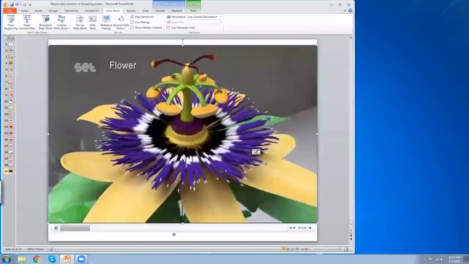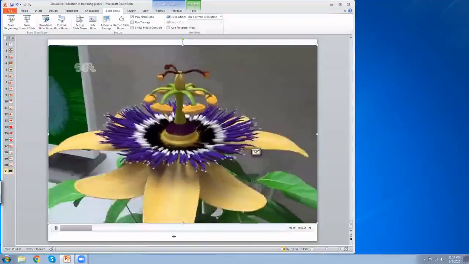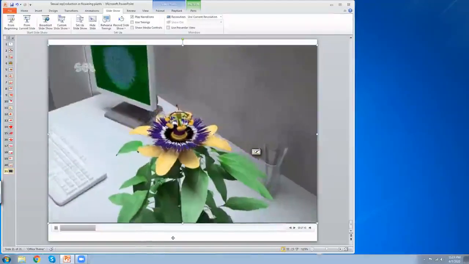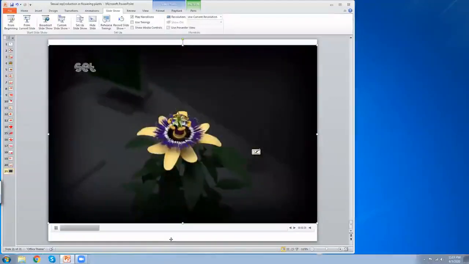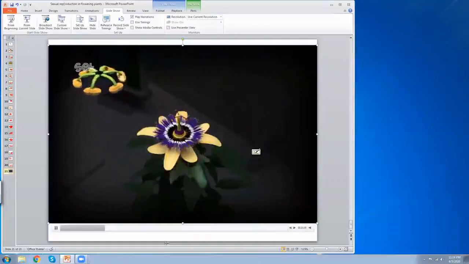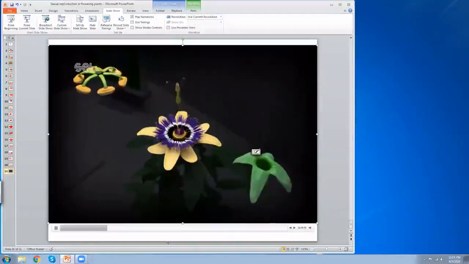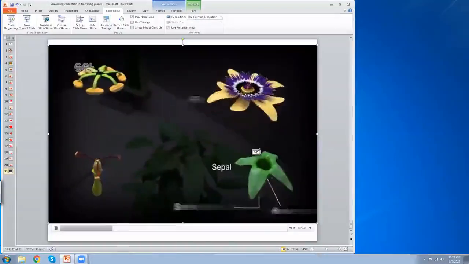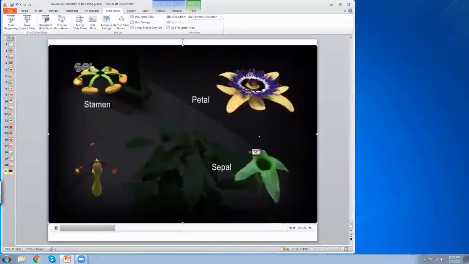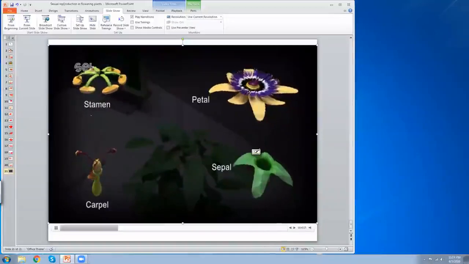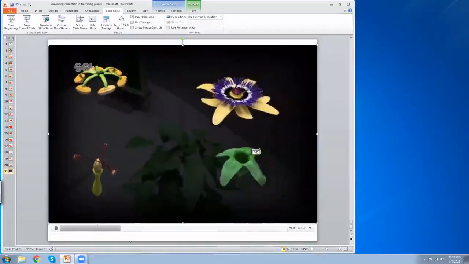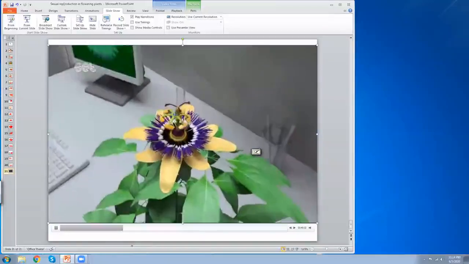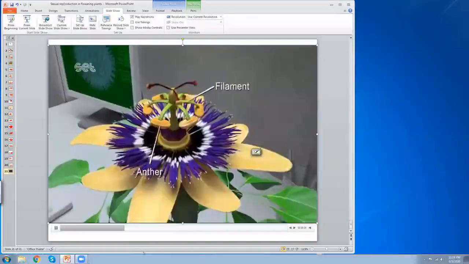Let us take the four whorls of a flower now. What are the four whorls of a flower? It starts with the essential as well as the reproductive parts of the flower. So these are the different whorls. See the stem, peduncle, the calyx, the protective petals, the attractive part, followed by the stamen and the carpel. Stamen and carpel are the reproductive parts. The other two are the accessory parts.